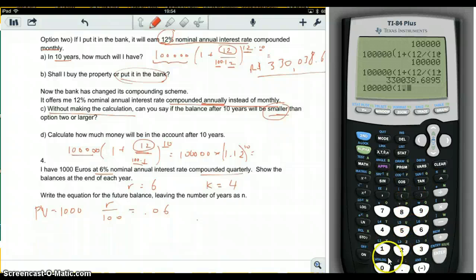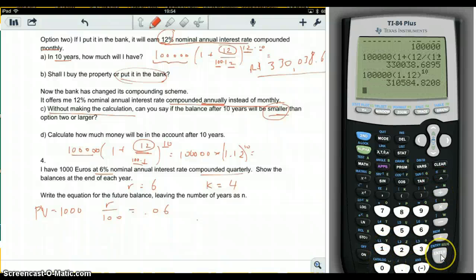1.12 to the 10th power. Right? That gives me 310,584.82. And that's also reais. Okay, so you can see that this is less than both the property, which was 320,000, and option 2, which was 330,000.